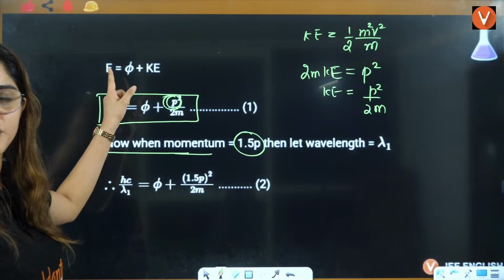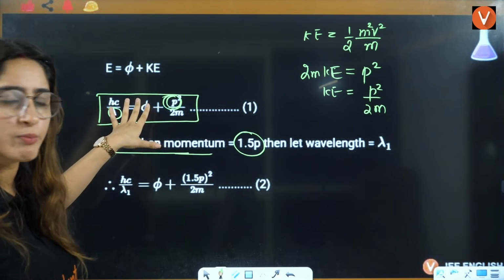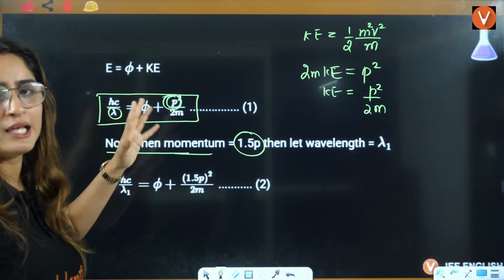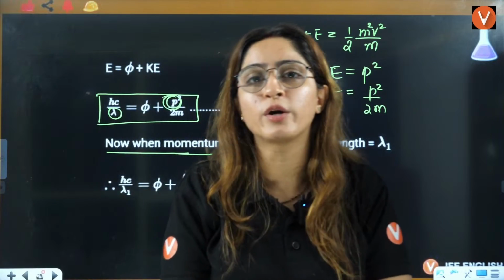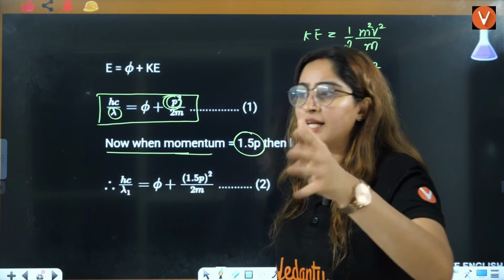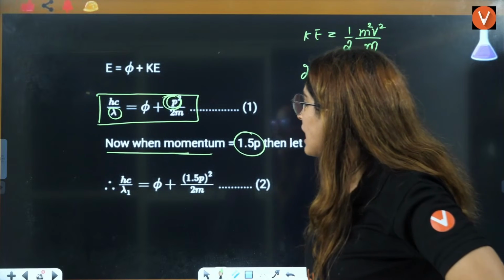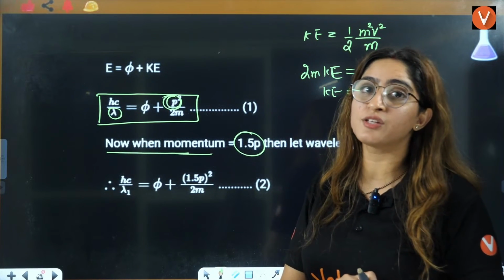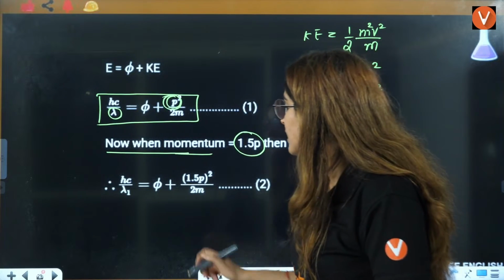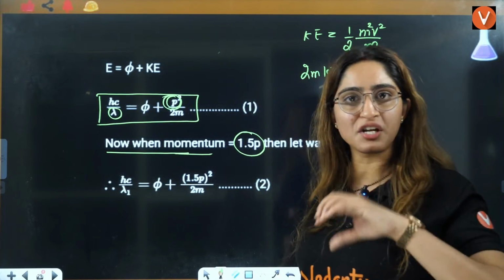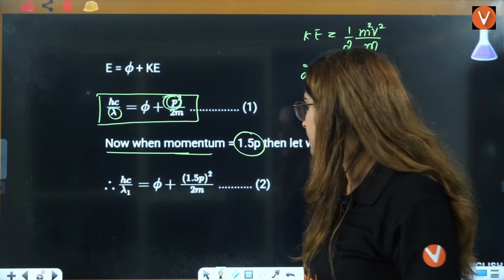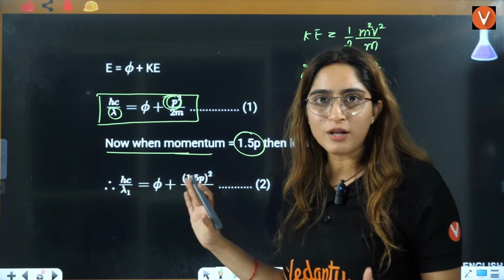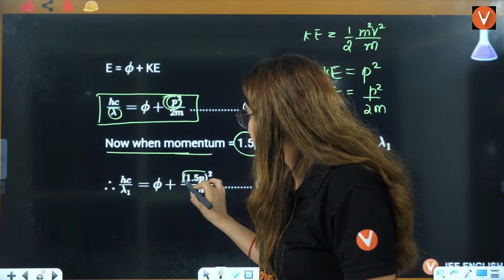hc is constant. Work function for a metal is going to be constant. In some books, work function is also denoted as phi; you can also write it as W naught. Next case: hc is constant, but now momentum will change, so the hc by lambda term will change. The work function is going to be constant for a metal. Mass is also constant here. This is changing to 1.5.